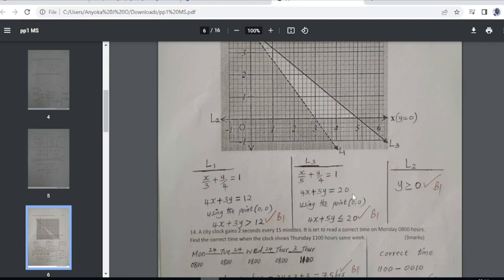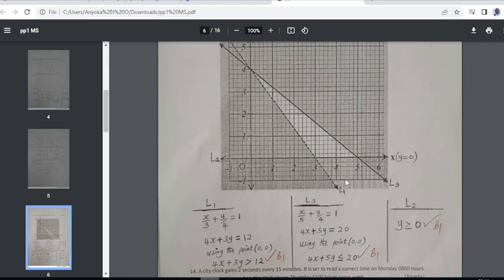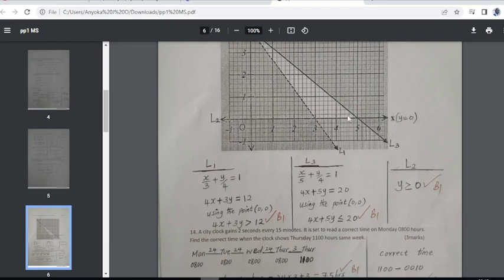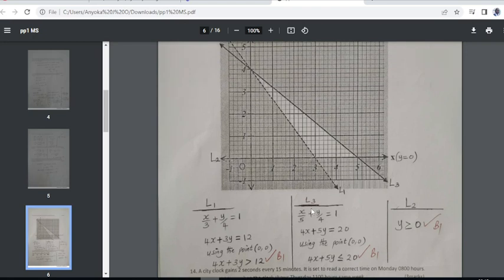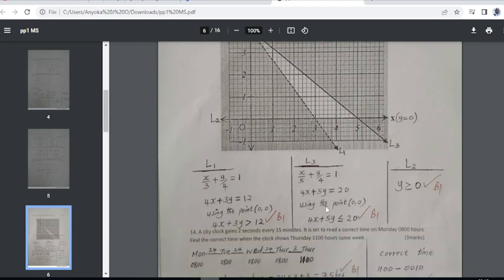We do the same with L3. L3, we find that the line cuts through 4 on the y-axis and 5 on the x-axis. So these are the intercepts. Write the equation in double intercept form: x over 5 plus y over 4 is equal to 1. LCM of 5 and 4 is 20. Multiply by 20 all through.